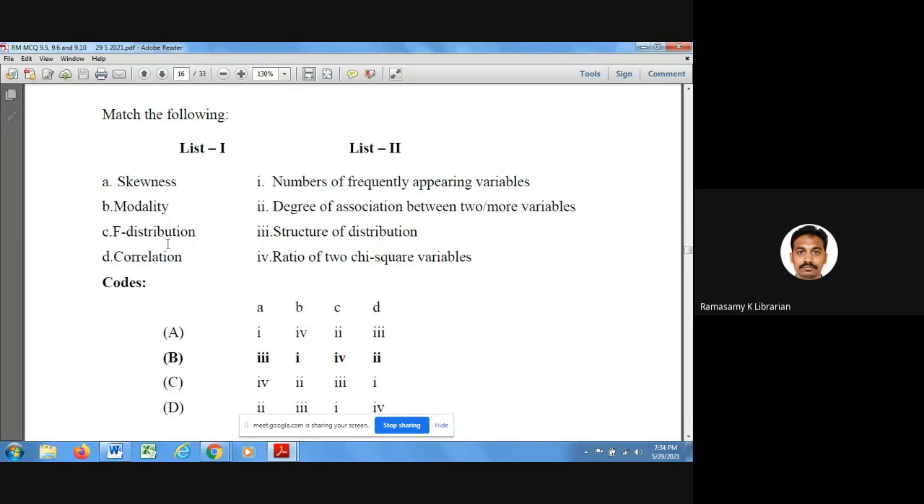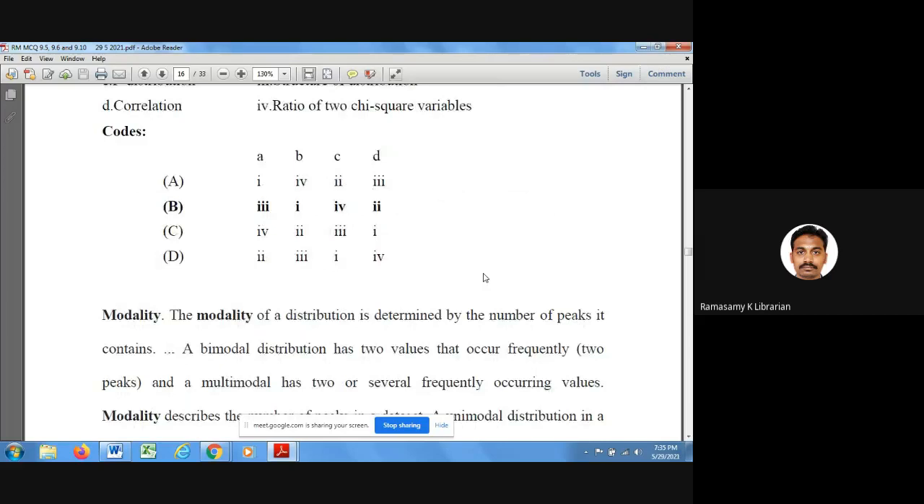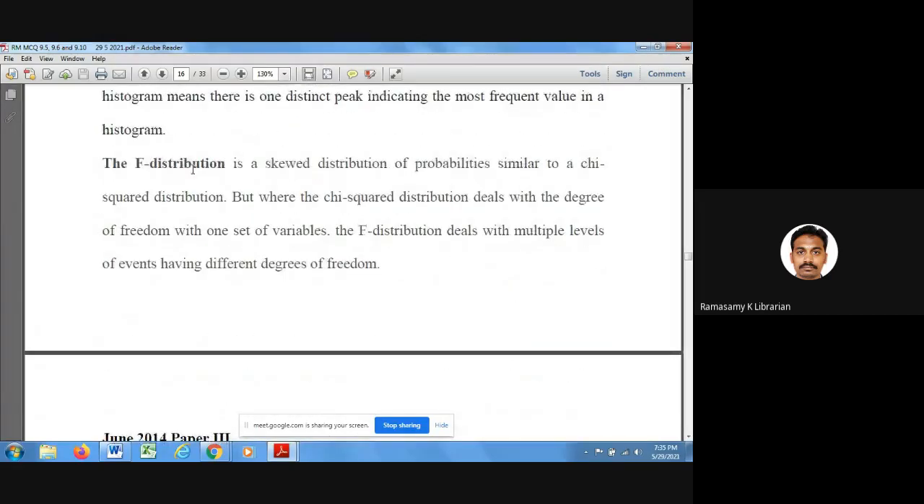In statistics we have different types of distribution. We have discrete distribution, continuous distribution, normal distribution, F distribution, chi-square distribution. Many distributions and many models are there. F distribution is nothing but the ratio of two chi-square variables. Both F distribution and chi-square distribution have a similar kind of skewed distribution of probabilities. But what is the difference between these two?